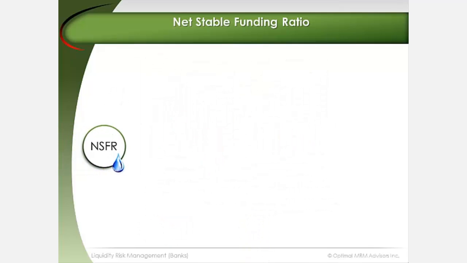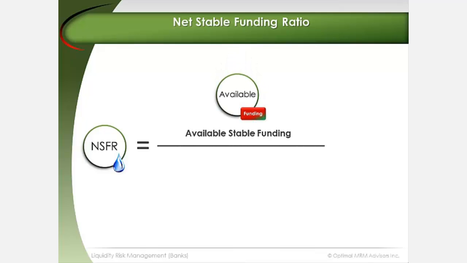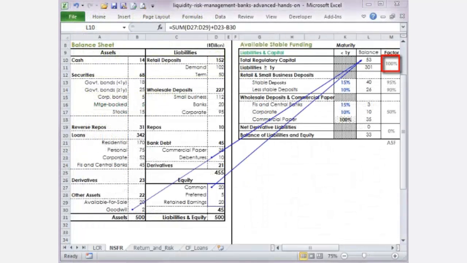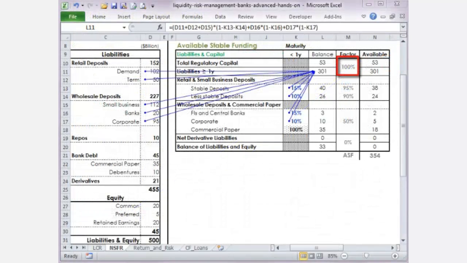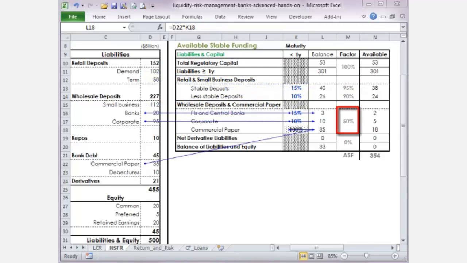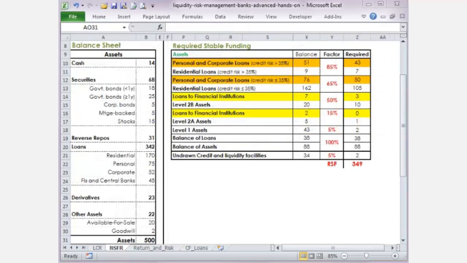The Net Stable Funding Ratio is calculated as a ratio of a bank's available amount of stable funding and the amount of required stable funding over the next 12 months. Available stable funding includes regulatory capital and liabilities whose residual maturity is at least 1 year, 90 to 95% of retail and small business deposits, and 50% of wholesale deposits and commercial paper. Required stable funding includes loan assets, unencumbered Level 1 and Level 2 assets, and undrawn facilities.